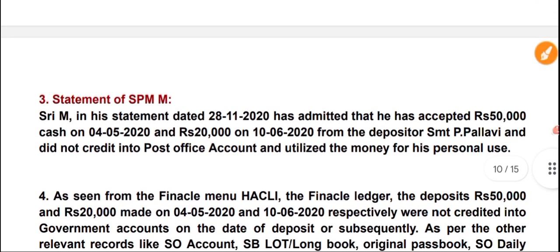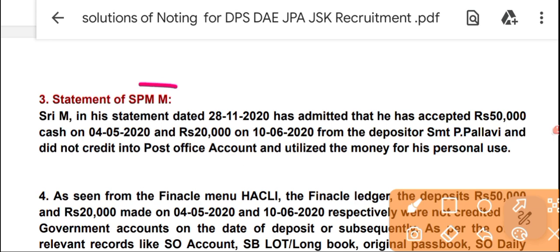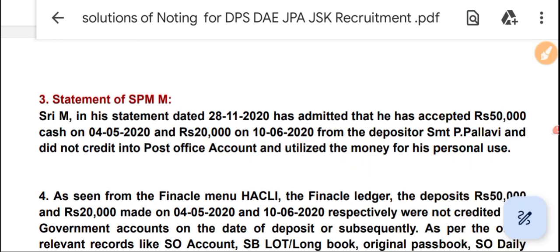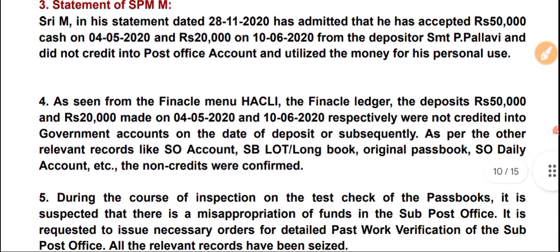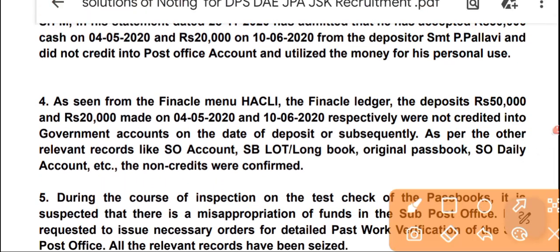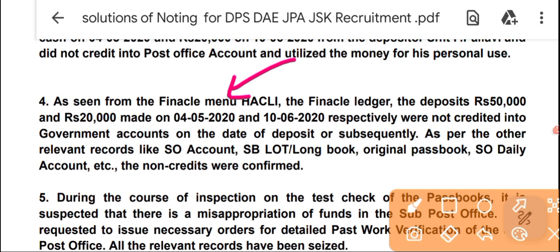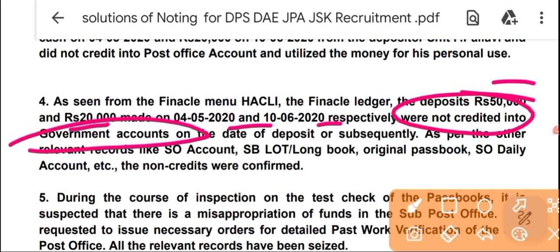Okay, statement of the SPM. If asked by an inspector why this is not credited in the account, what would he say? Not to credit, he utilized personal money. The postmaster utilized the customer's money for his personal use. The same financial menu is a command like a tally used in the post office account. And in the fifth ledger, the deposits of 50,000 and 20,000 on these dates respectively were not credited into the government office.